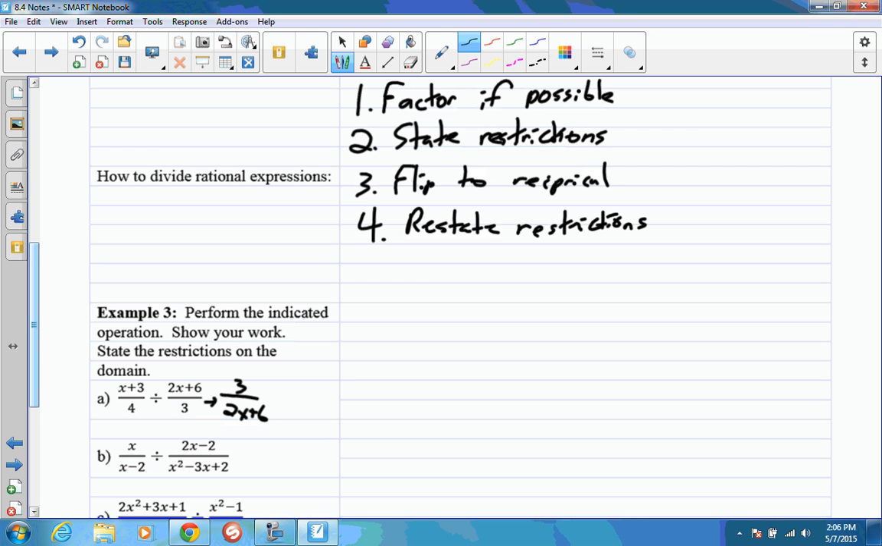We'll get there. We're going to do that problem. So if your question is about that problem, I'm going to get there. There's still one more step. Hold on. So then step 5, after I restate my restrictions, I've already factored, I've done everything. So the final step, yeah, you'll multiply and simplify.